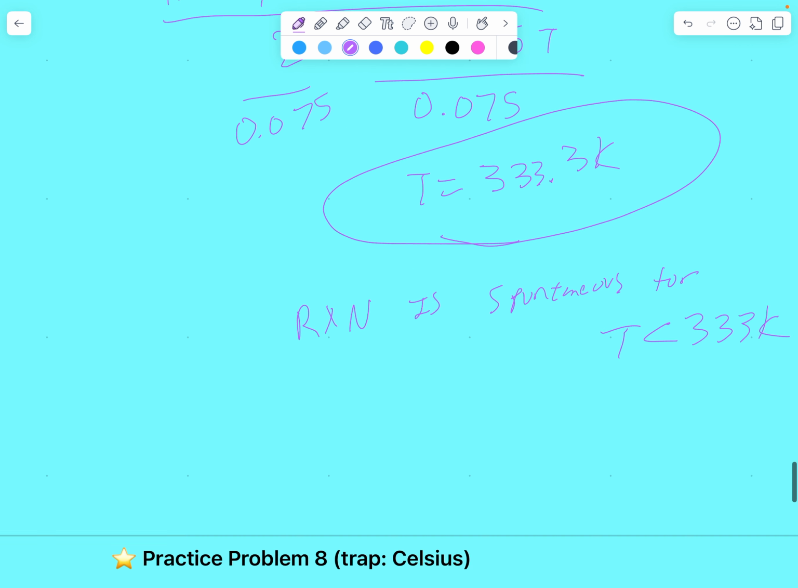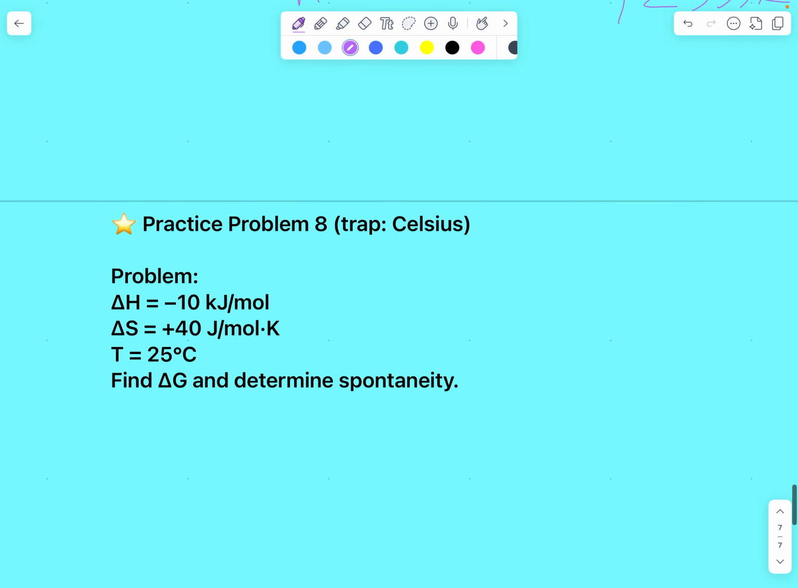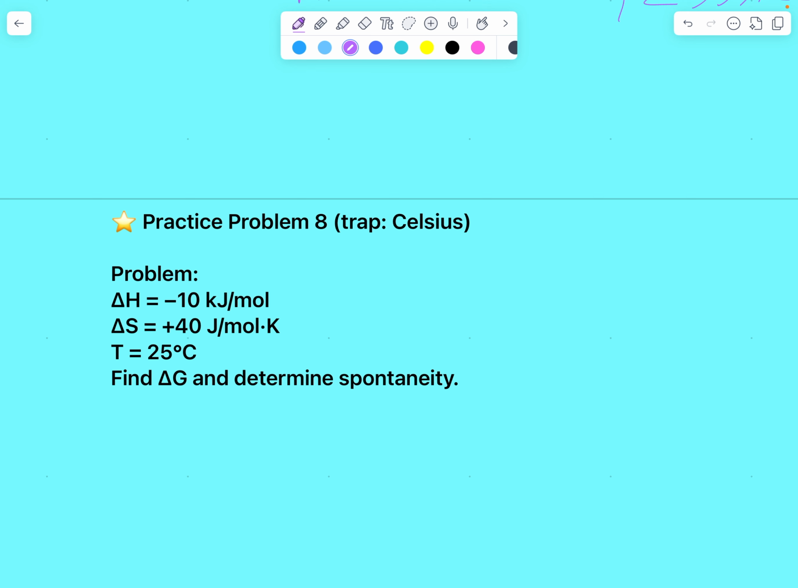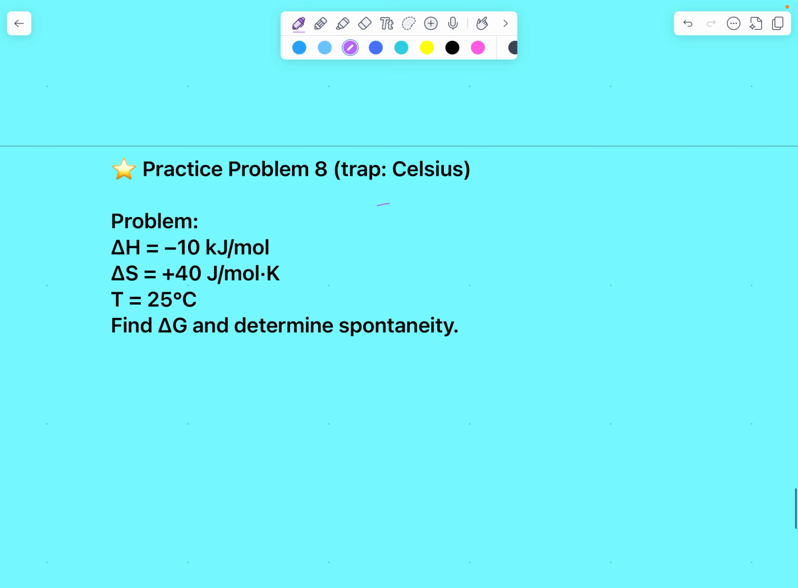All right. Last but not least, and then you're off the hook, I promise. You have delta H is negative 10 kilojoules per mole. Delta S is 40 joules per mole Kelvin. Temperature is 25 degrees Celsius. I literally gave you that hint: temperature is 25 degrees Celsius. Find delta G and determine spontaneity.